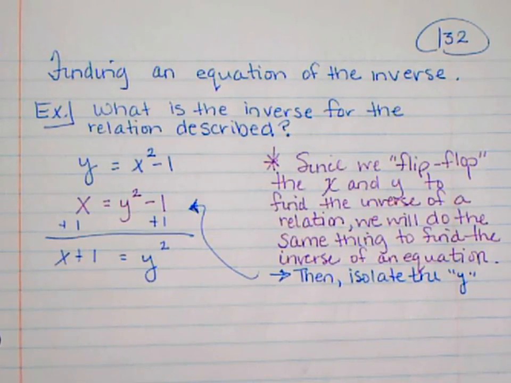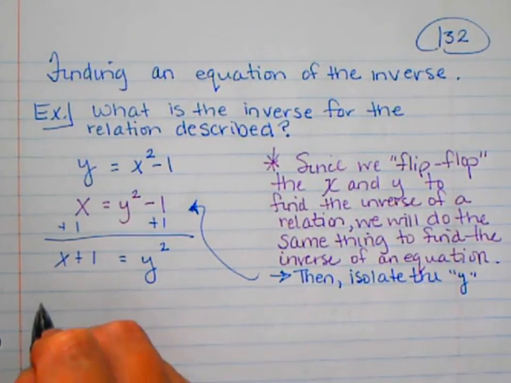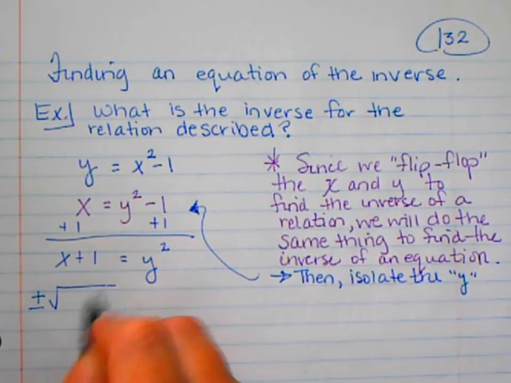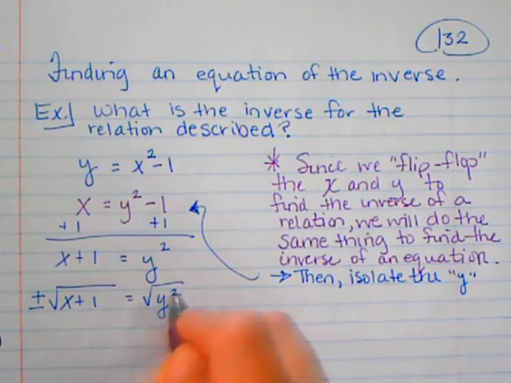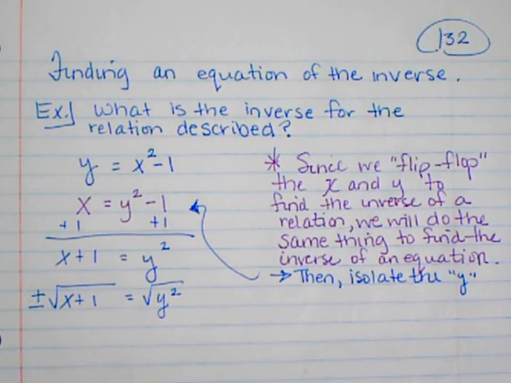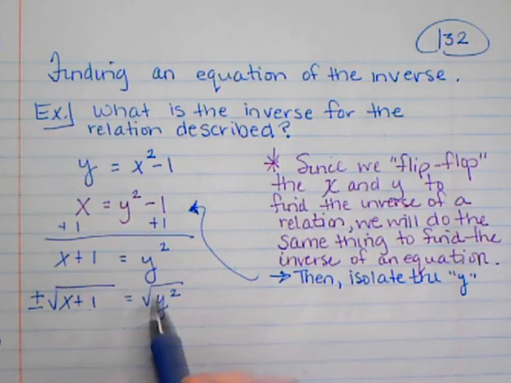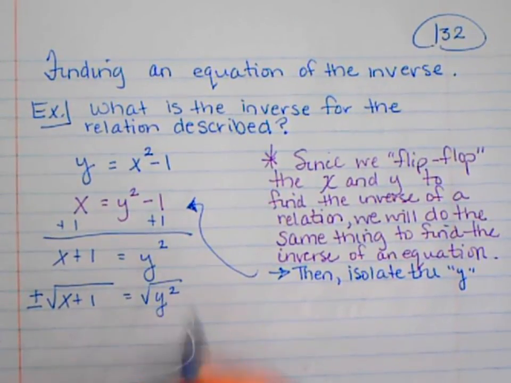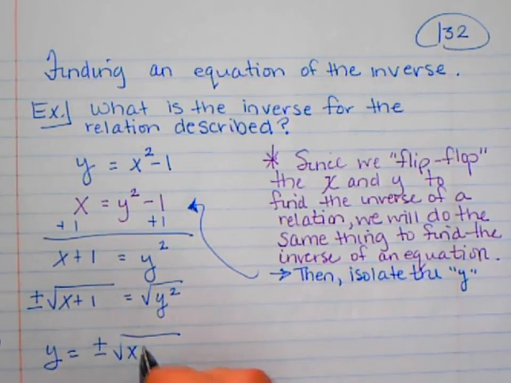We know what to do if something's being squared. We're going to square root. Now, when we do the square root, we take the positive and the negative square root of the other side, right? And that's going to be important when it comes to determining if the inverse is a function or not. So, can we take the square root of x plus 1? No. If it was x plus 1 quantity squared, we could, right? But we can't. Can we take the square root of y squared? Yeah. So I'm just going to rewrite that with a y on the left. So y equals plus or minus the square root of x plus 1.